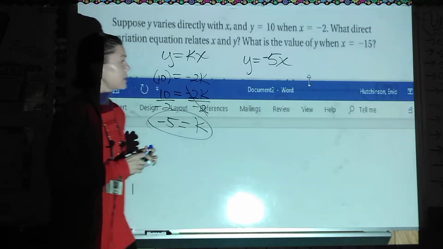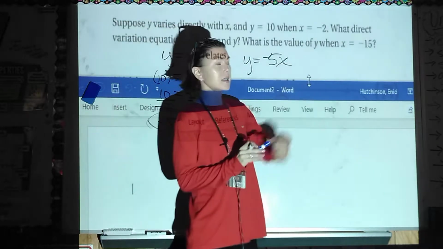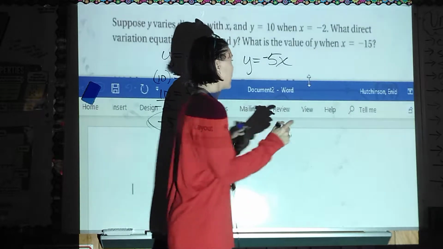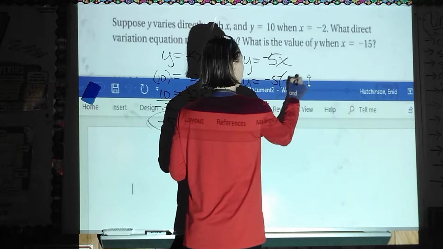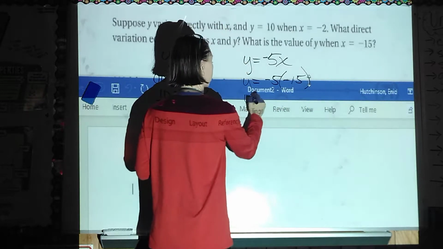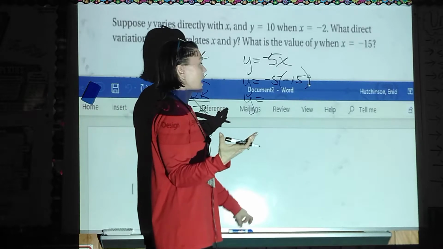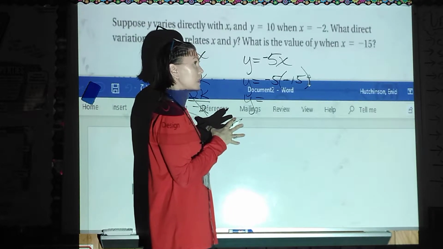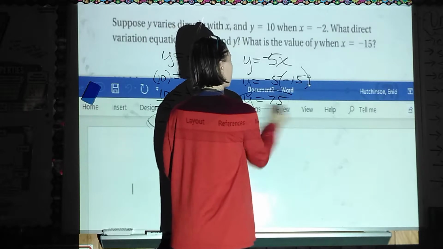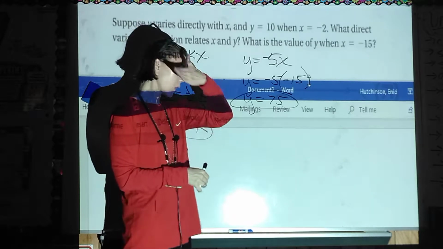Now it says, what is the value of y when x equals -15? Well, another substitution. Okay, a negative times a negative gives you a positive. And 5 times 15 is what? Well, 4 times 15 is 60, okay, so we have 75. Y equals 75. I got a little nervous there. Could you see me sweating?